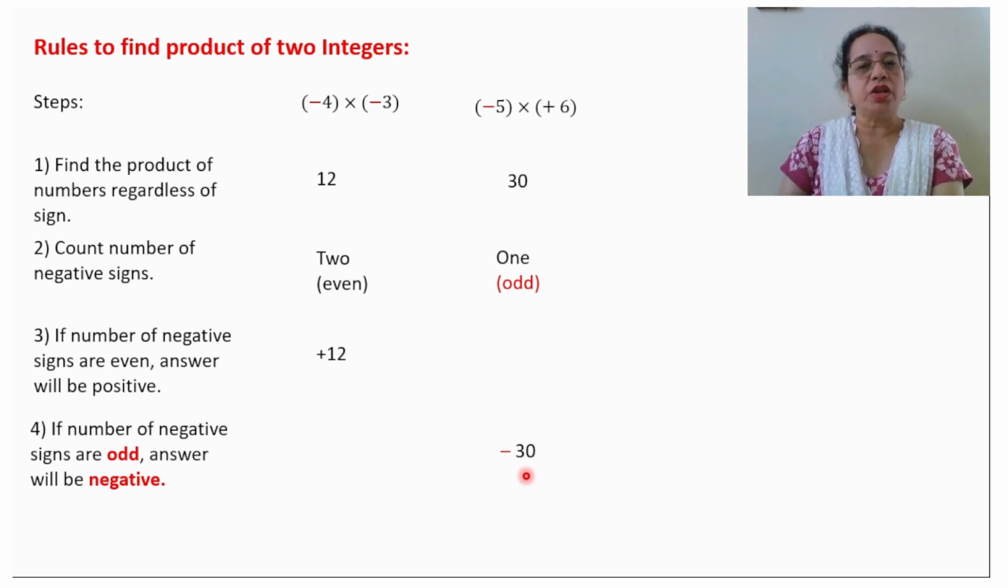In addition and subtraction, we were reciting one poem: if the signs are the same, add the numbers; if the signs are different, subtract the numbers, and the sign of the greater number will come in the answer. But for multiplication of integers, we count the total number of negative signs. If it is even, your answer will be positive. If it is odd, your answer will be negative. And we multiply the numbers as we were doing in the earlier classes.